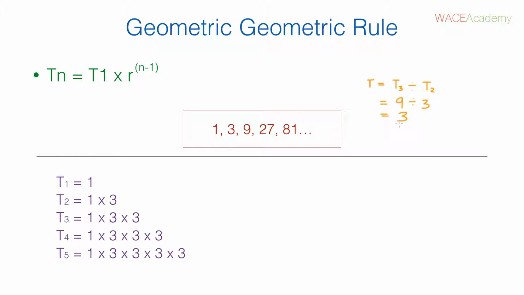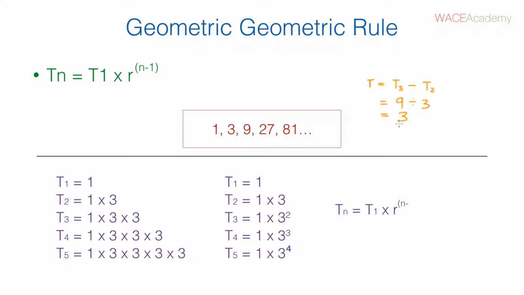You've probably noticed a pattern occurring here, which we can use to shorten the equations. T1 is equal to 1, T2 is equal to 1 multiplied by 3, T3 is equal to 1 multiplied by 3 squared, T4 is equal to 1 multiplied by 3 cubed, and T5 is equal to 1 multiplied by 3 to the power of 4. So to generalize this, Tn is equal to the first value in the series, or T1, multiplied by r to the power of 1 less than the number of terms there are, n minus 1. So, Tn is equal to T1 multiplied by r to the power of n minus 1.